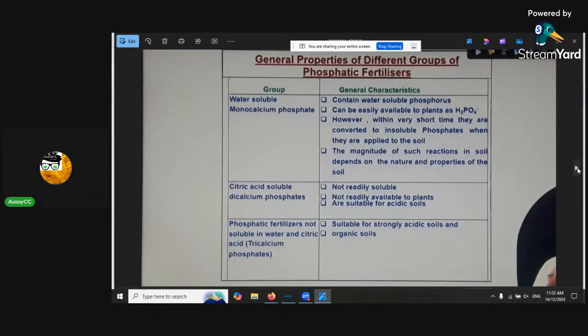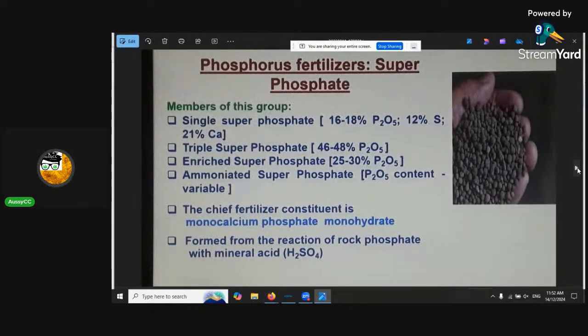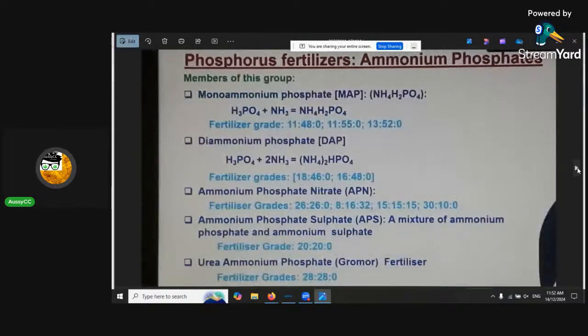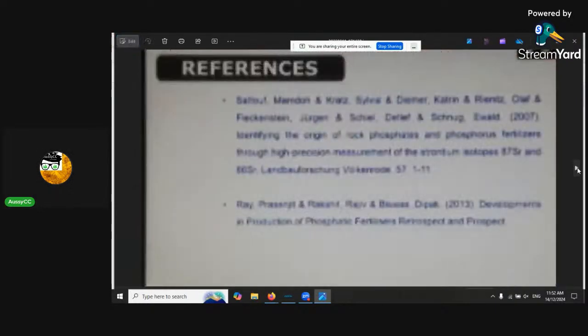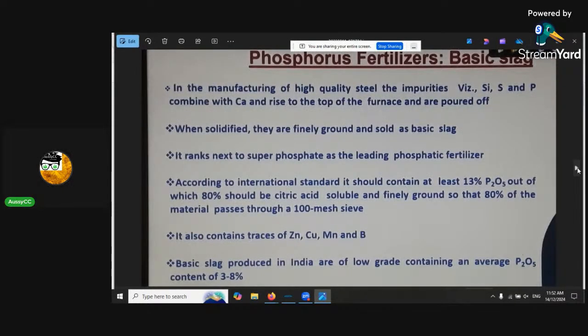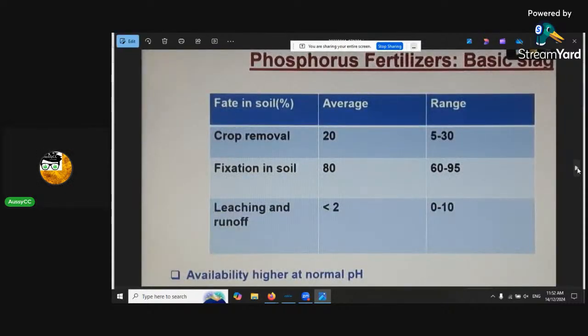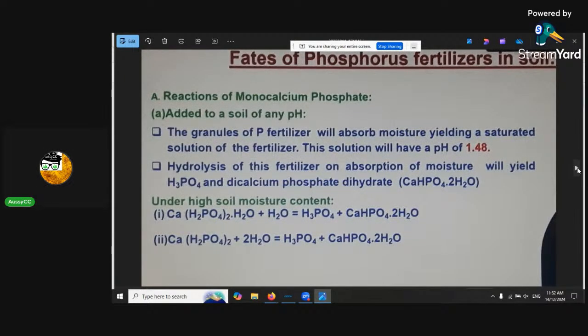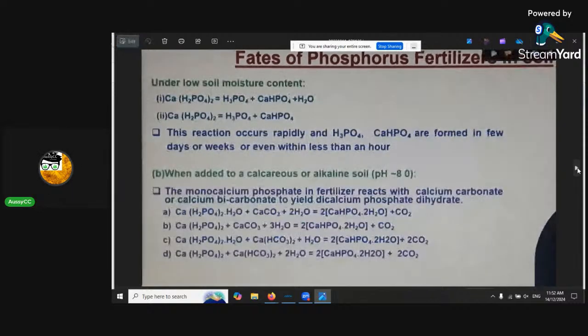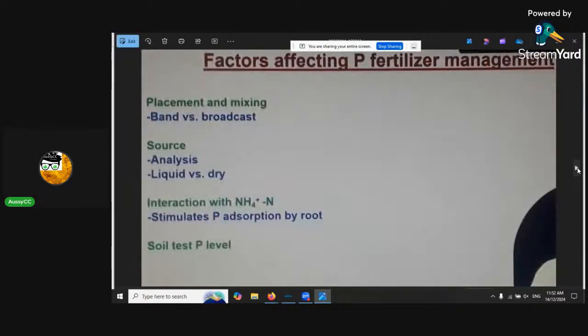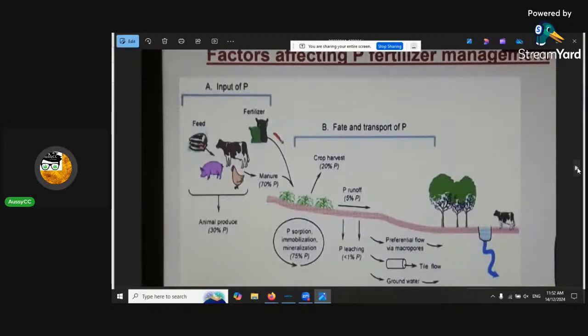General probabilities, no. Phosphorus fertilizer, super. And then it goes into each one. So we'll wait until we go to the... no, it doesn't say it. Phosphorus fertilizers, no. The effects of phosphorus in the soil, no. It goes into a lot of detail. Factors affecting its management. That was a good flow chart of its management, because there's all different ways it can be put in and taken out.